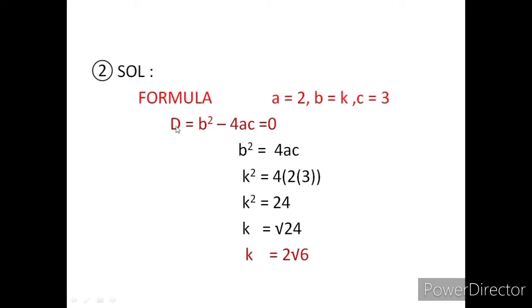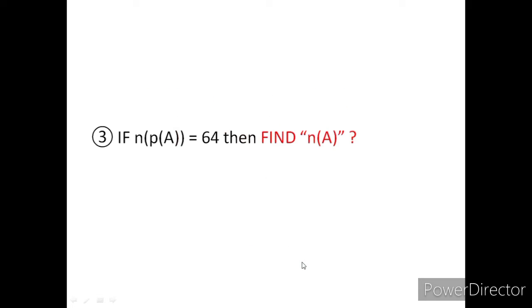Then for equal roots, we have the formula D, that is nothing but B square minus 4AC is equal to 0. Here you substitute the relevant values. B is K, A is 2, C is 3 according to this. Then you have to calculate these values, nothing but 24. Then you have to find K. This square is transposed to this side, it becomes root. So this 24 can be written as 4 into 6, that is root 4 into root 6. That means root 4 means 2. Therefore, K is nothing but 2 into root 6. Then go to next problem.